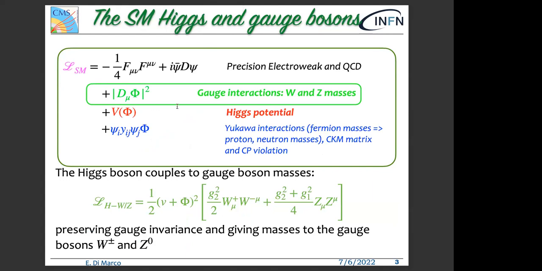So in this presentation, we concentrate on the gauge interaction with W and Z, and also with photons. The part of the Lagrangian which couples to the massive gauge bosons like W and Z is this one. This is the scalar field of the Higgs, and these are the fields of the W and the Z. This part of the Lagrangian gives mass to the W and Z and preserves the gauge invariance of the theory.